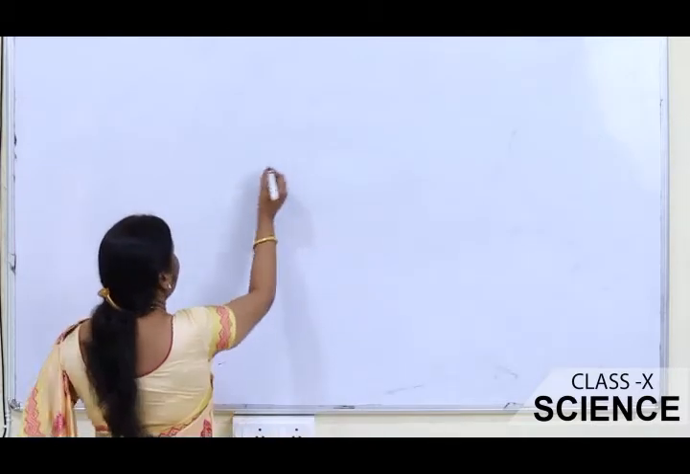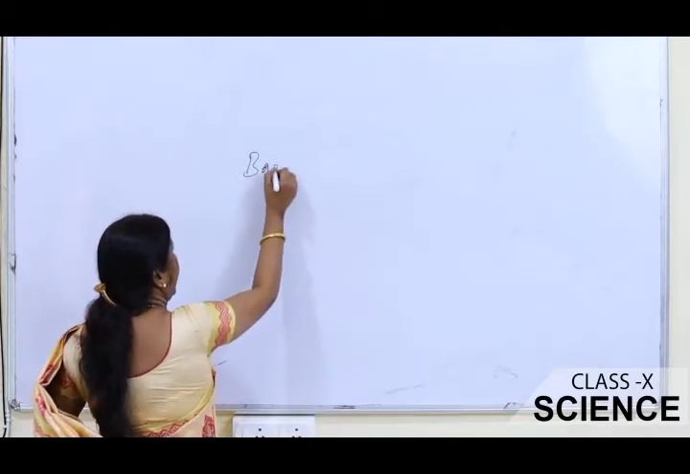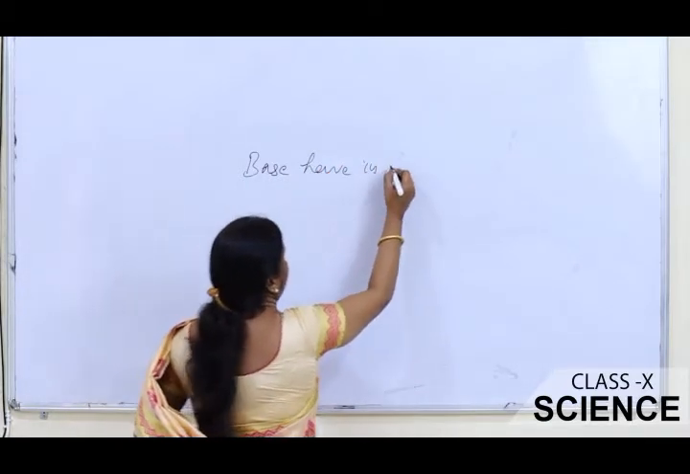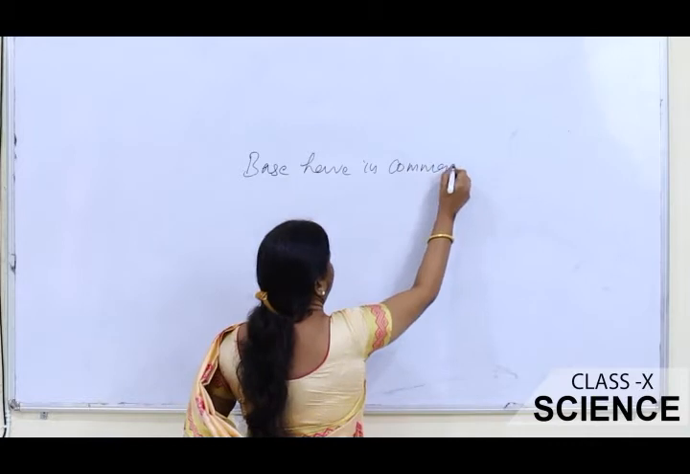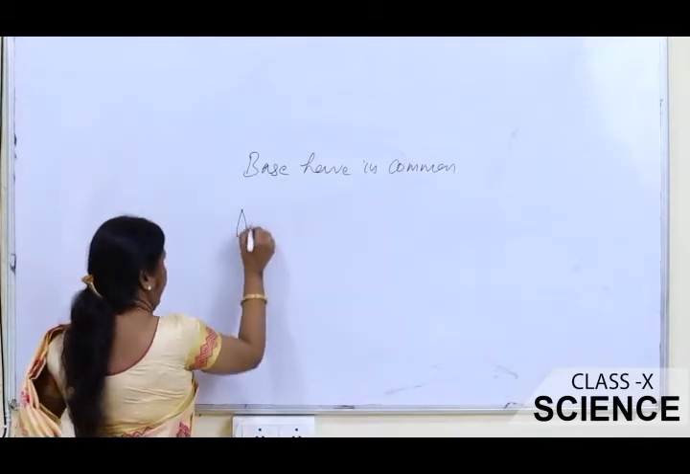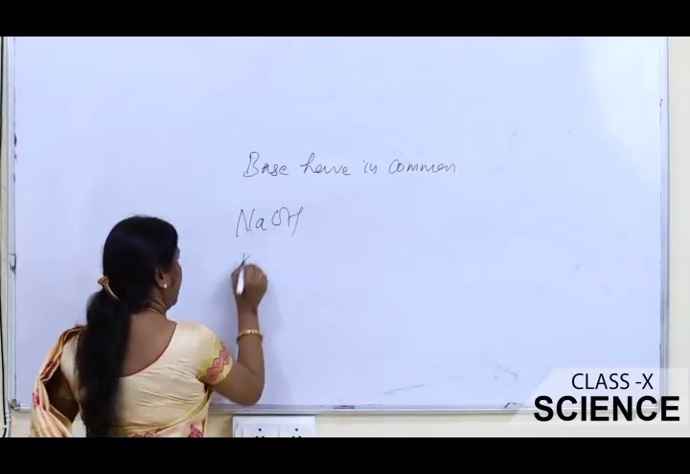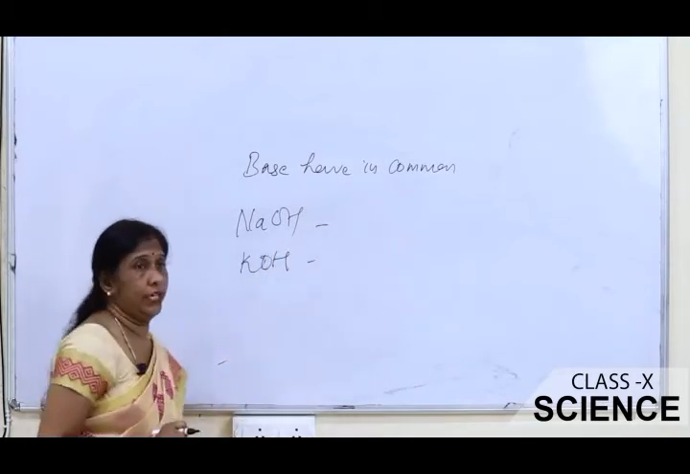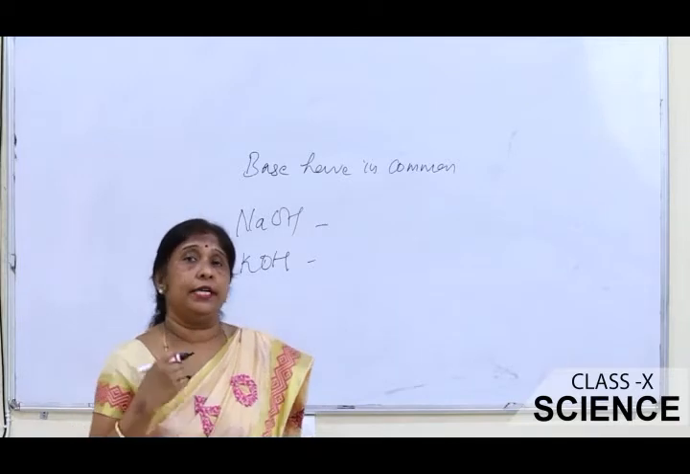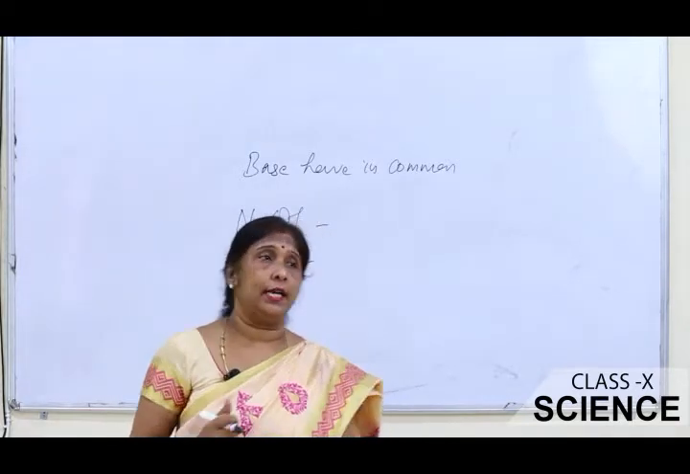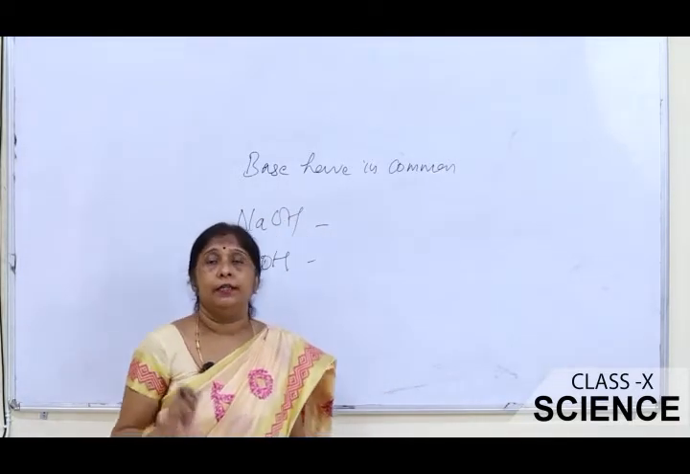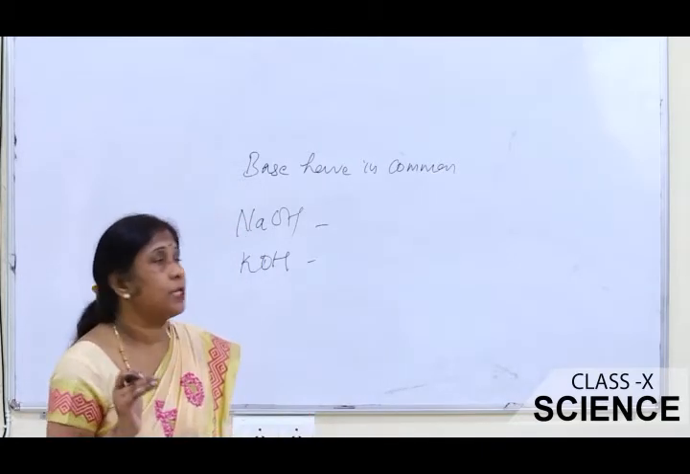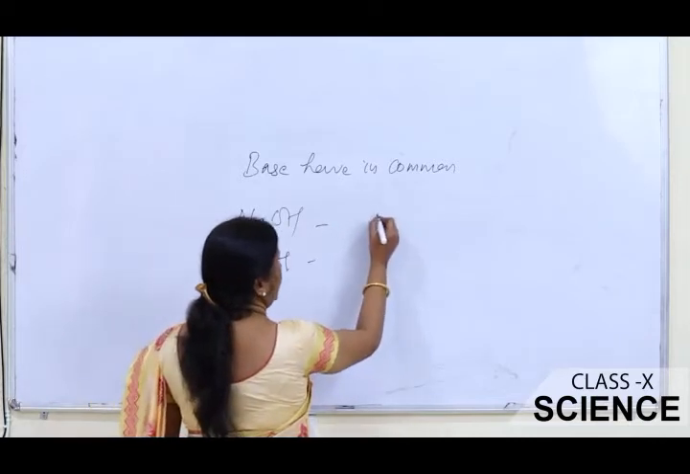The next question is, what do all bases have in common? Now see here, NaOH, KOH, it is a base. Sodium hydroxide, potassium hydroxide. According to Arrhenius, the definition for a base is, a base is a substance that dissociates in water and produces hydroxide ions. So a base produces hydroxide ions on dissociation with water.